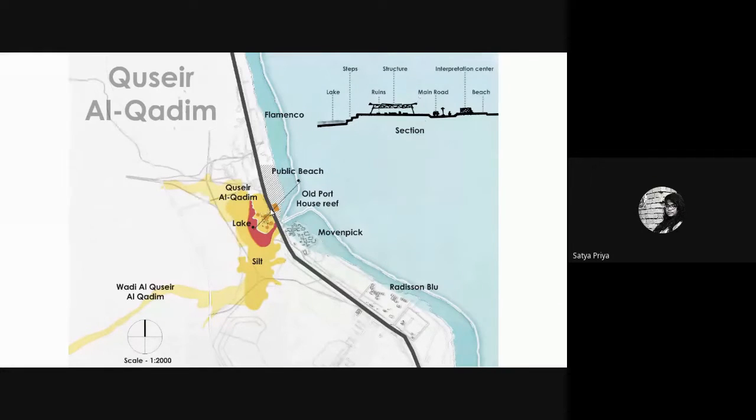And on the other side of the road, we are proposing the interpretation center. You can see it in the section as well. So the people would get down at the old port. They would go to the interpretation center, buy tickets.